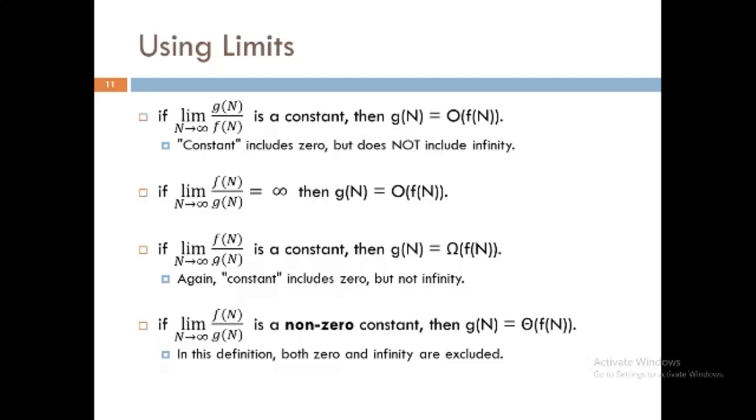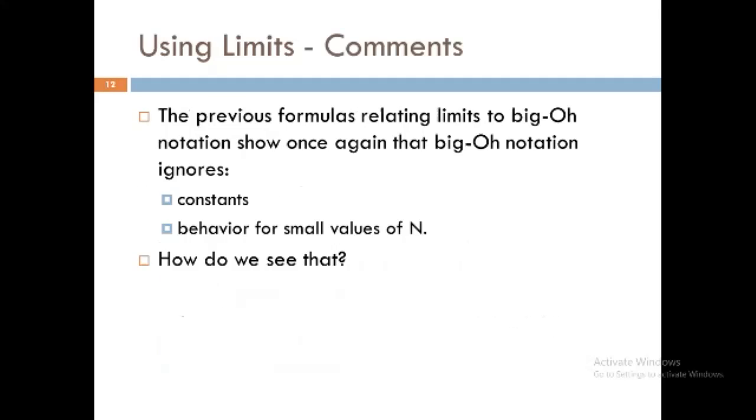If the limit as n tends to infinity of f of n upon g of n is a constant, then g of n is equal to omega of f of n, and again the constant may be 0 but not infinity. And if the limit as n tends to infinity of f of n upon g of n is a non-zero constant, then g of n is equal to theta of f of n. In this definition, both 0 and infinity are excluded.